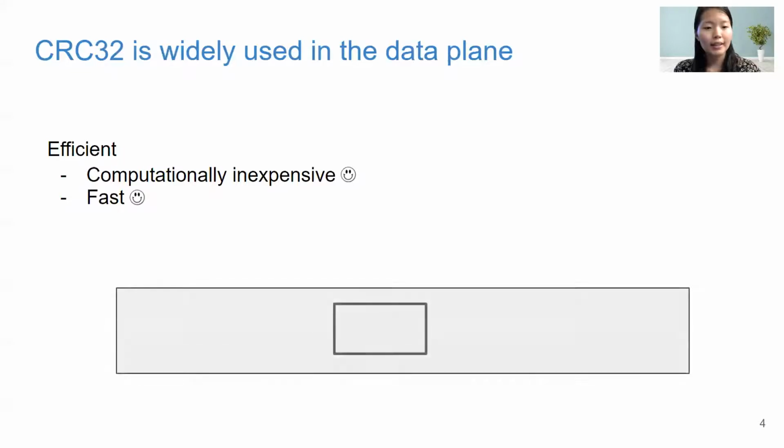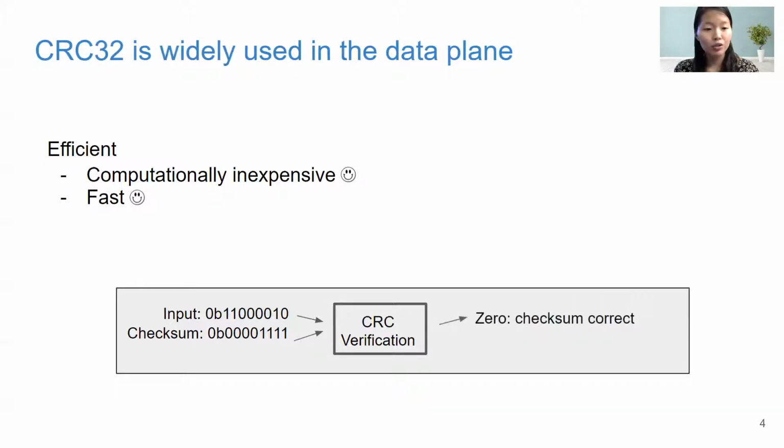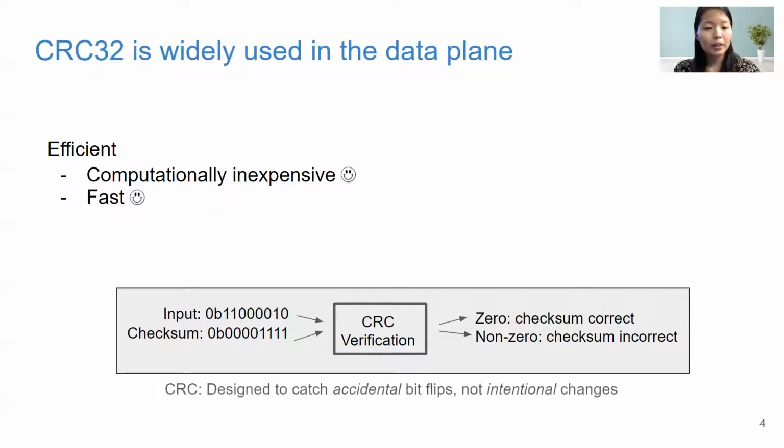CRC was originally designed to take an input, generate a checksum, and then perform verification on that checksum by comparing the checksum received with a freshly generated checksum, returning either a 0 if the checksum were correct and unchanged from the original, or a non-zero value if the checksum were incorrect and had somehow been polluted. In other words, CRC was designed to catch accidental bit flips in a communication channel and non-intentional changes. Because of this, CRC is insecure in the sense that it's not robust to an adversary who might specifically design an input to generate a certain checksum.